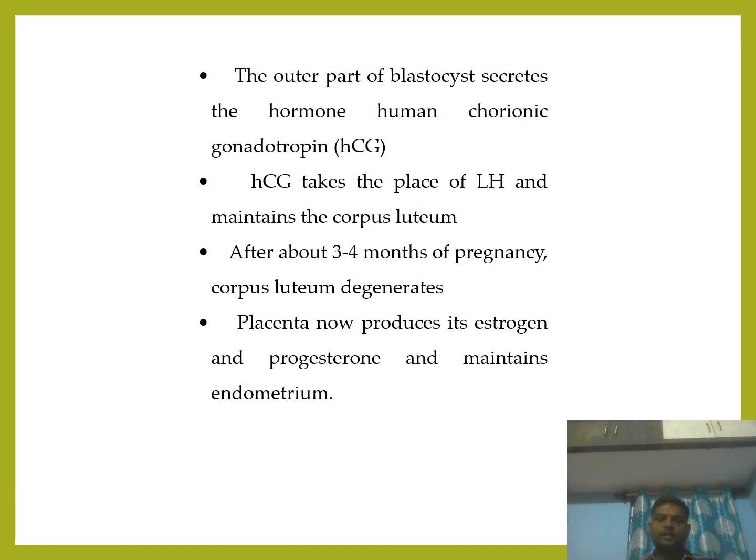So the outer part of the blastocyst secretes human chorionic gonadotropin hormone. This hormone can be seen during pregnancy, and it is the indicator in the pregnancy detection kit; its presence is the confirmation of pregnancy. Human chorionic gonadotropin takes the place of luteinizing hormone and maintains the corpus luteum. After about 3 to 4 months of pregnancy, the corpus luteum degenerates. The placenta now produces its own estrogen and progesterone and maintains the endometrium layer.